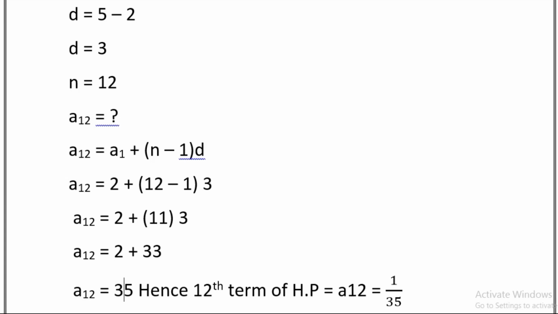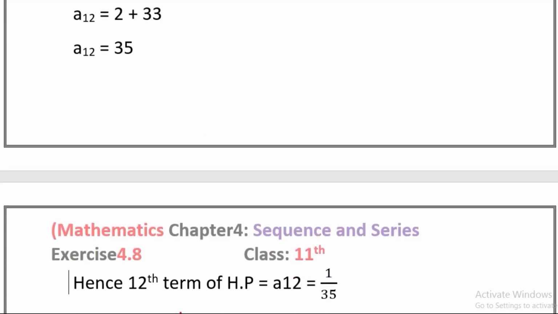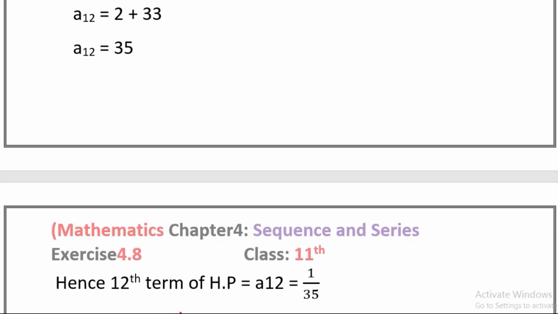Hence the 12th term of the harmonic progression, a12, is equal to 1 divided by 35, which is the required solution.